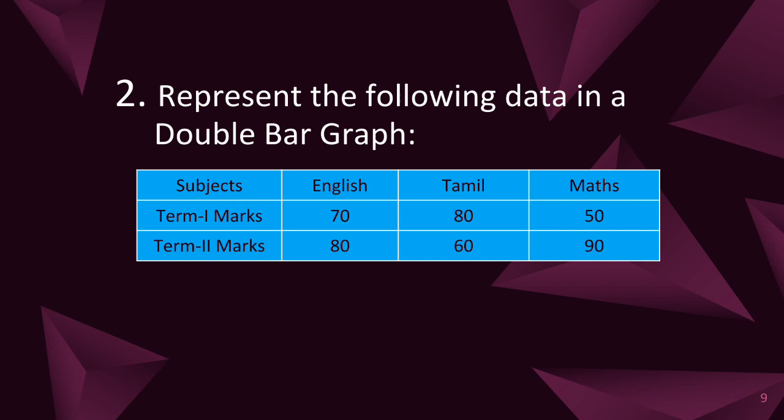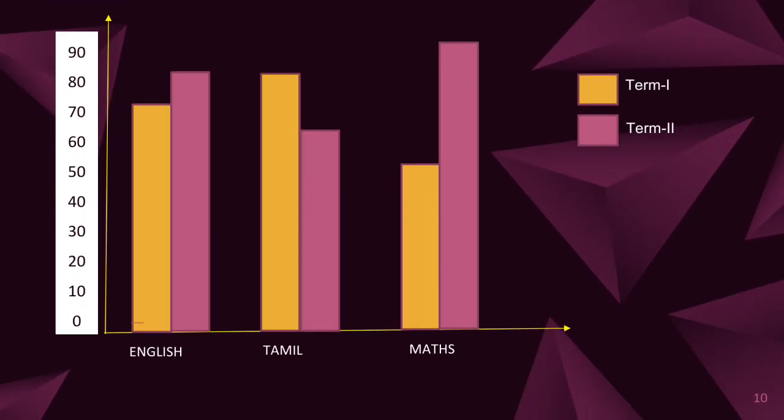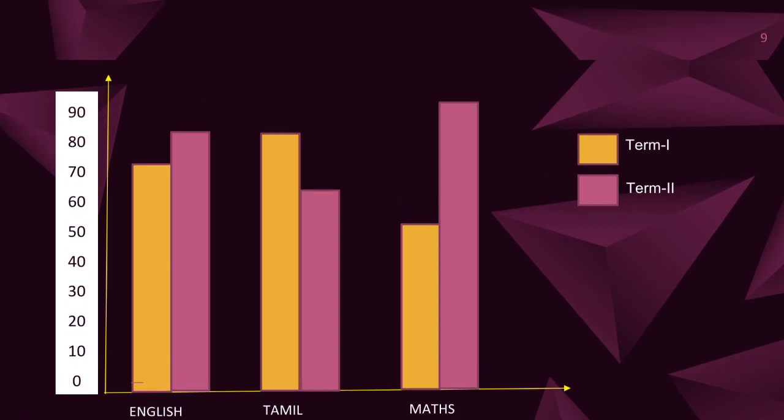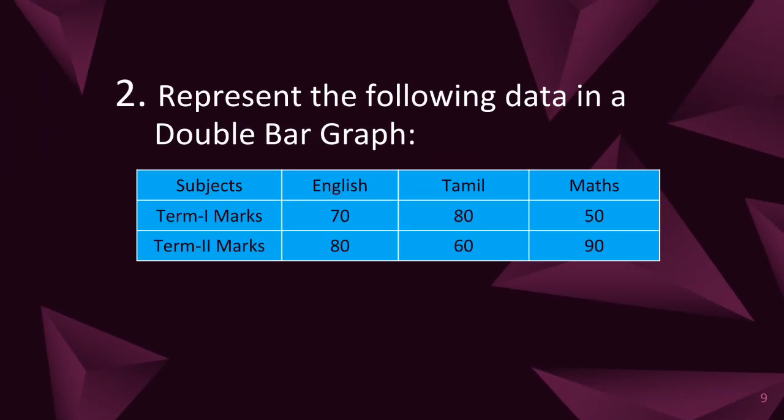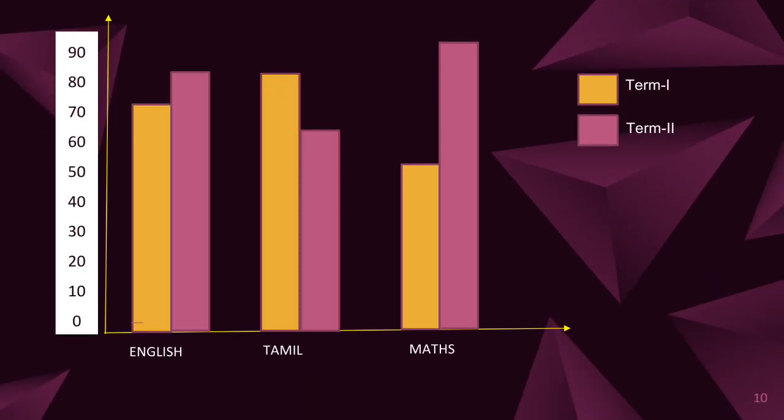Like you have to draw first for English and then Tamil and then Maths with 2 term marks. First I am taking marks 0, 10, 20 up to 90. Next, I am marking English mark. English term 1 mark is 70 and term 2 mark is 80. So, first bar is slightly to 70, second bar is slightly to 80.